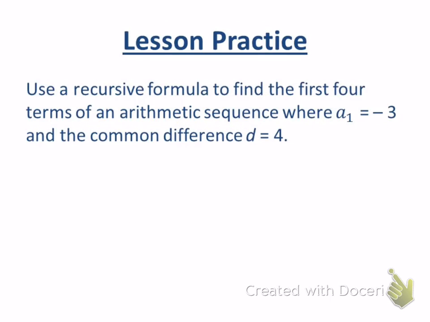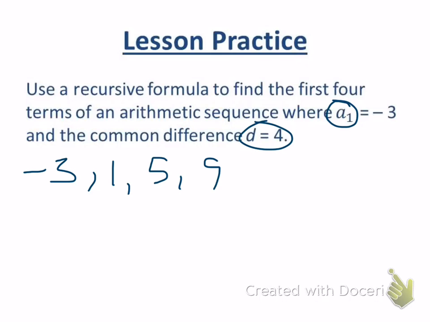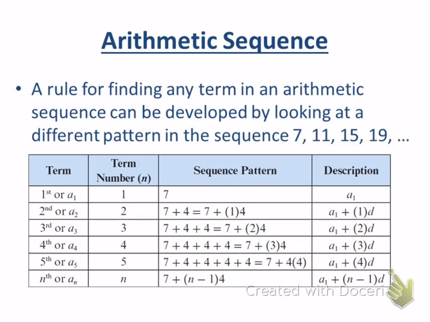All right, there we go. The first term, a sub 1, is -3. The common difference is 4. So what would the next term be? 1, 5, 9. Okay? Really a simple concept.